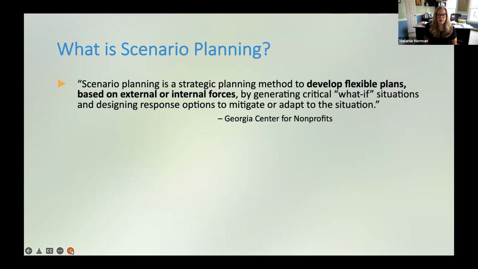At the Georgia Center for Nonprofits, the authors of their resource on scenario planning say that it's a planning method that helps us develop flexible plans based on external or internal forces, and it leads us to generate these critical what if statements or situations. So I like this definition. I like the idea that when you're scenario planning, you should be developing flexible plans. I think that's such an important tenet of good scenario planning, flexible plans. And I like the idea that your plans are based on both external forces and internal forces.